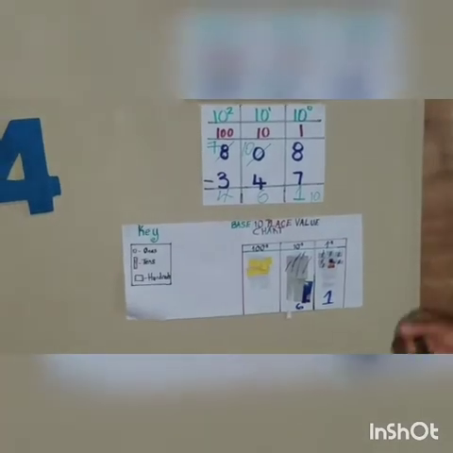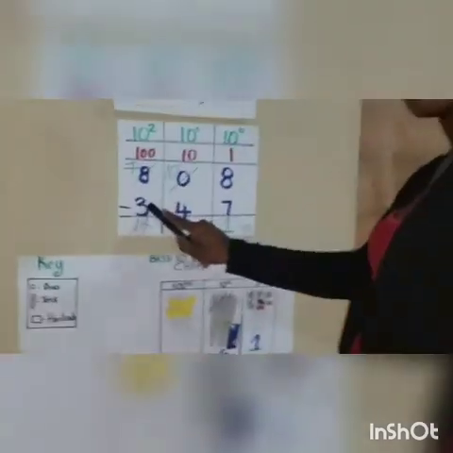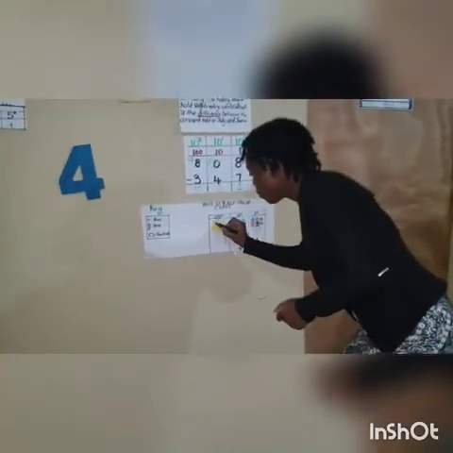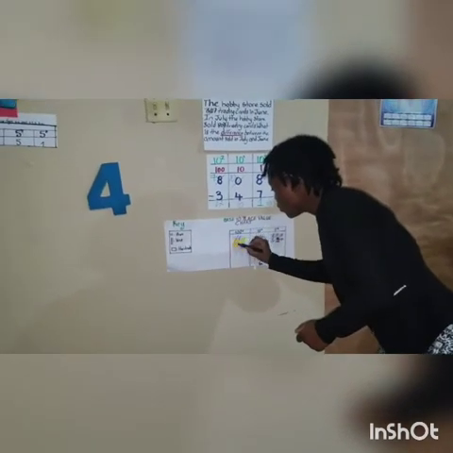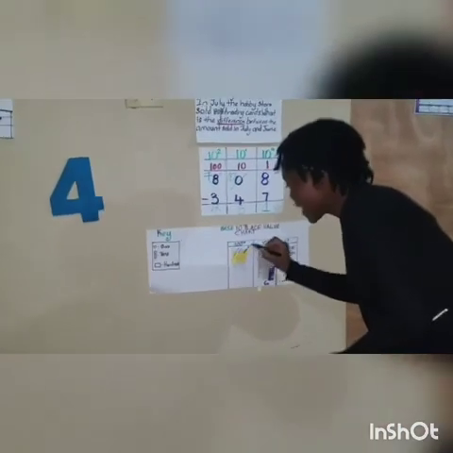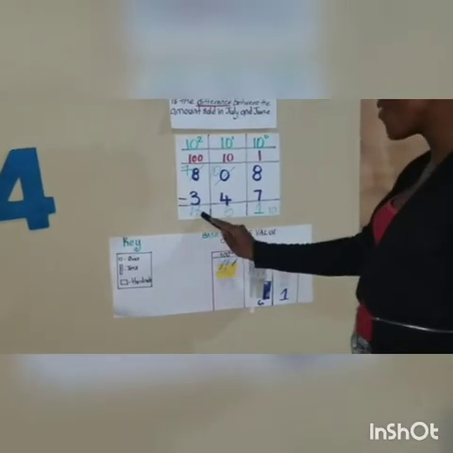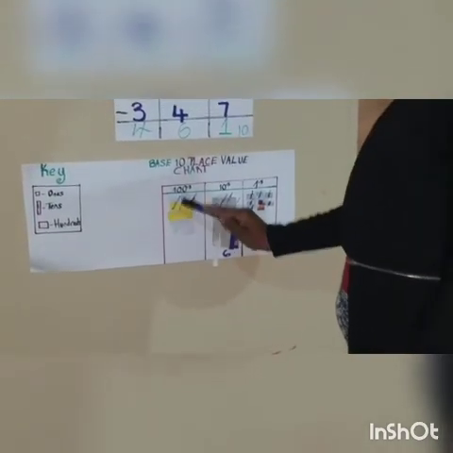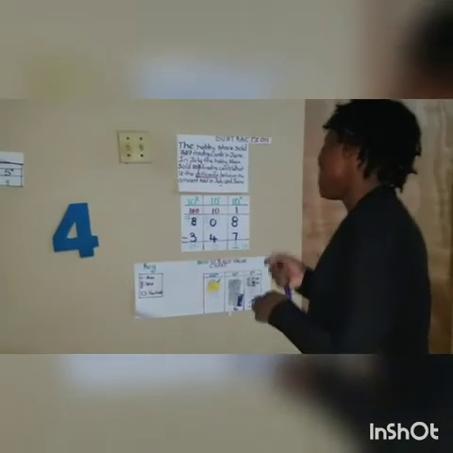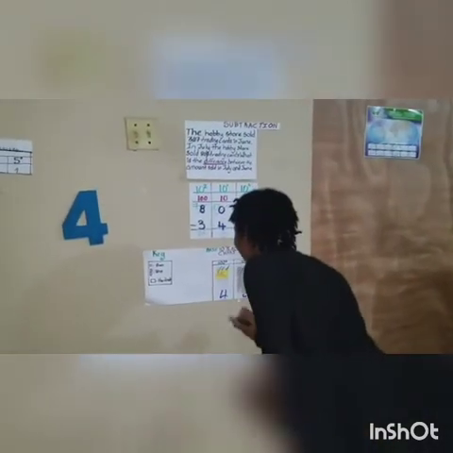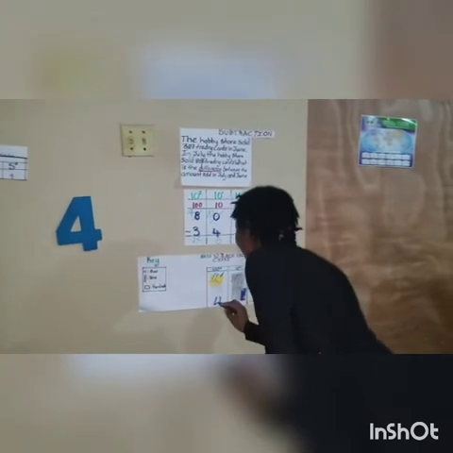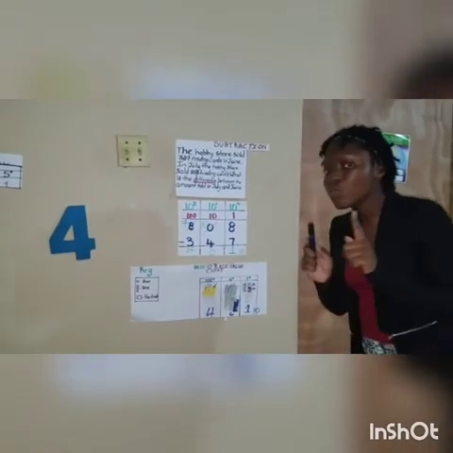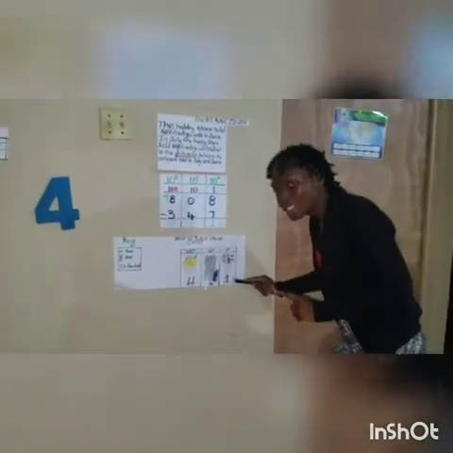Now we are going to subtract 3. We're going to take away 3 from 7. Now count with me. 1, 2, 3. And we have 4 left. Count with me again. 1, 2, 3, 4. And that's 4. Let's write our 4 down here. And we have 461.